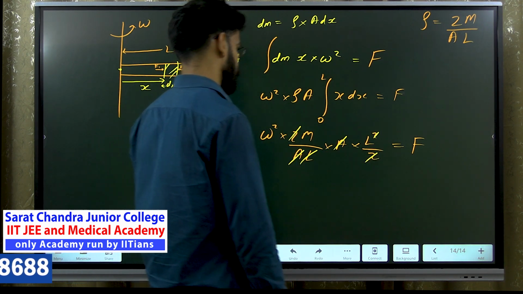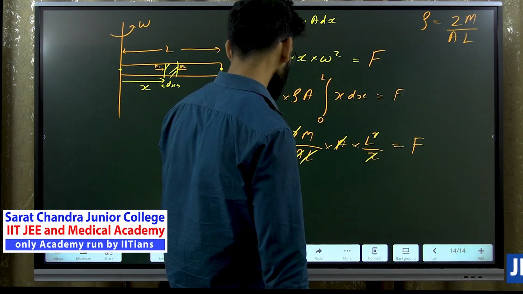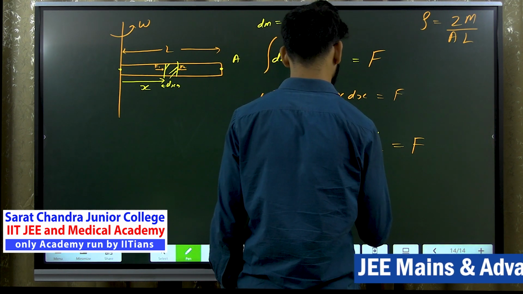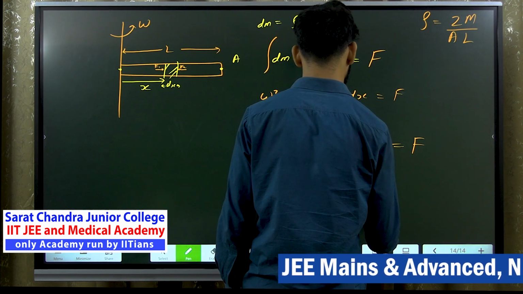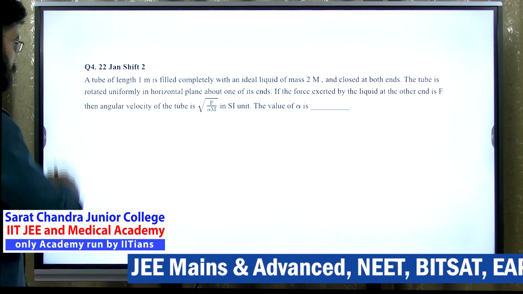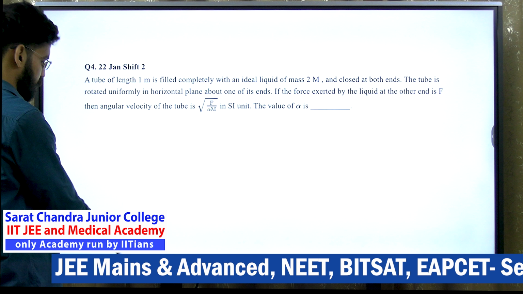And you have what? Just you have m and L. So omega is equal to under root F by ml. Okay, under root F by ml. L is given 1, so you put that value also.